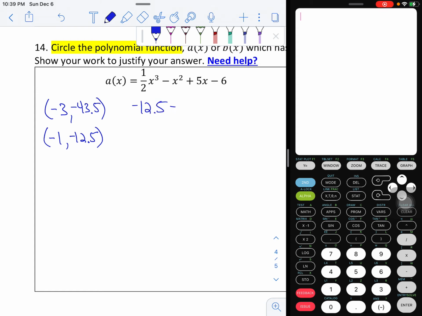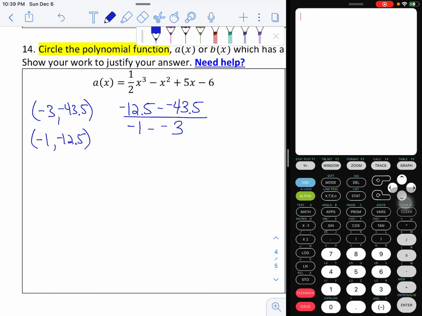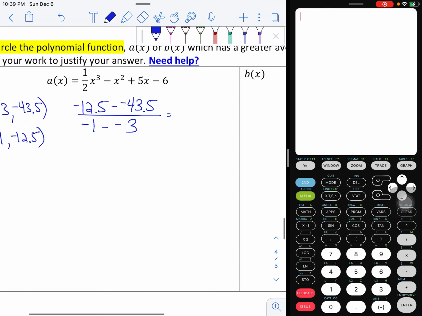And I'm going to set up the equation using slope. So second y value minus my first y value. Yes, there's a double negative there. Be careful. Over second x value minus the first x value. Again, double negative. Lots of negative signs. All right, so -12.5 minus -43.5 is going to get me 31. And then -1 minus -3 gets me 2. So 31 divided by 2 is 15.5.